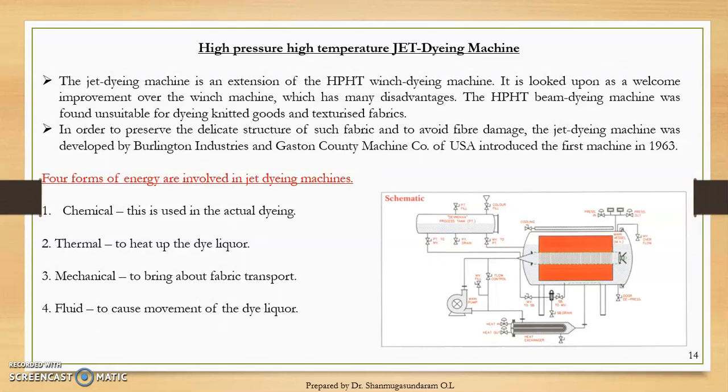There are four forms of energy involved in the jet dyeing machine. The first one is chemical, the second is thermal, the third is mechanical, and the fourth is fluid. The fluid energy is used to cause movement of the dye liquor. Okay, please look at the figure. This is the schematic representation of the jet dyeing machine.